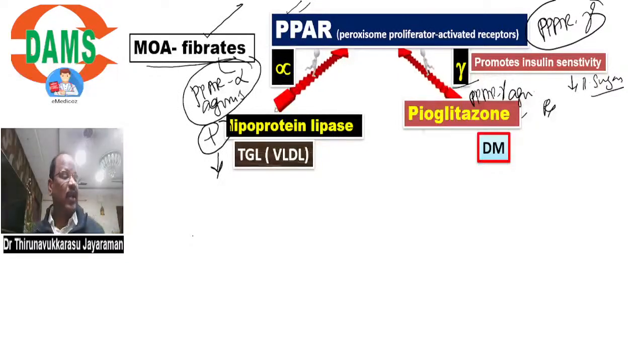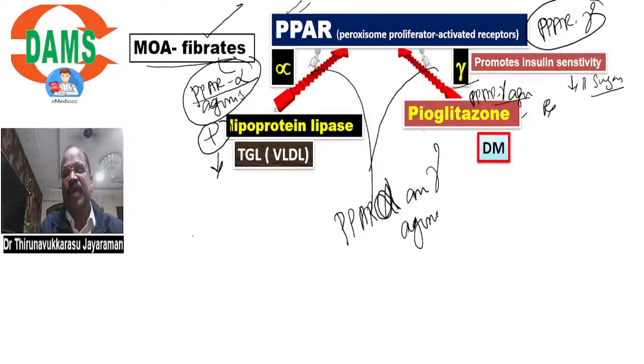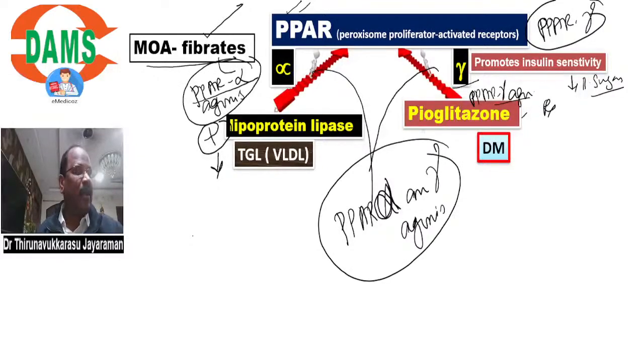Okay. Now, can you answer, doctors? One easy question. PPAR alpha agonists are useful for lowering cholesterol. PPAR gamma agonist pioglitazone is useful for diabetes. My question: we have one drug that is a PPAR alpha and gamma agonist. Name any one drug having both alpha and gamma action.